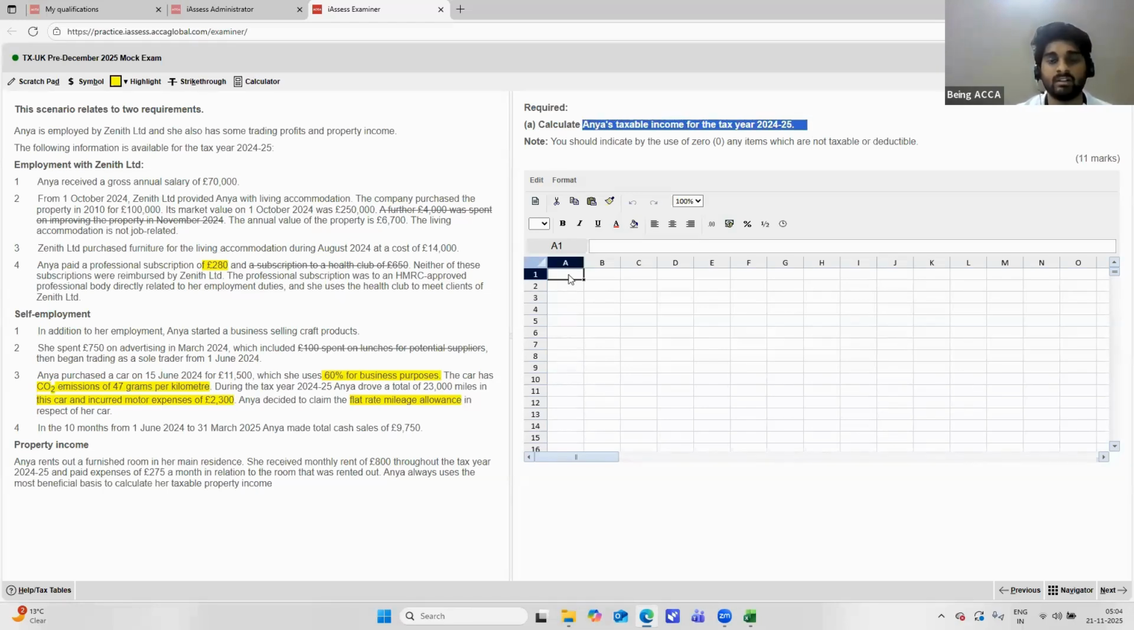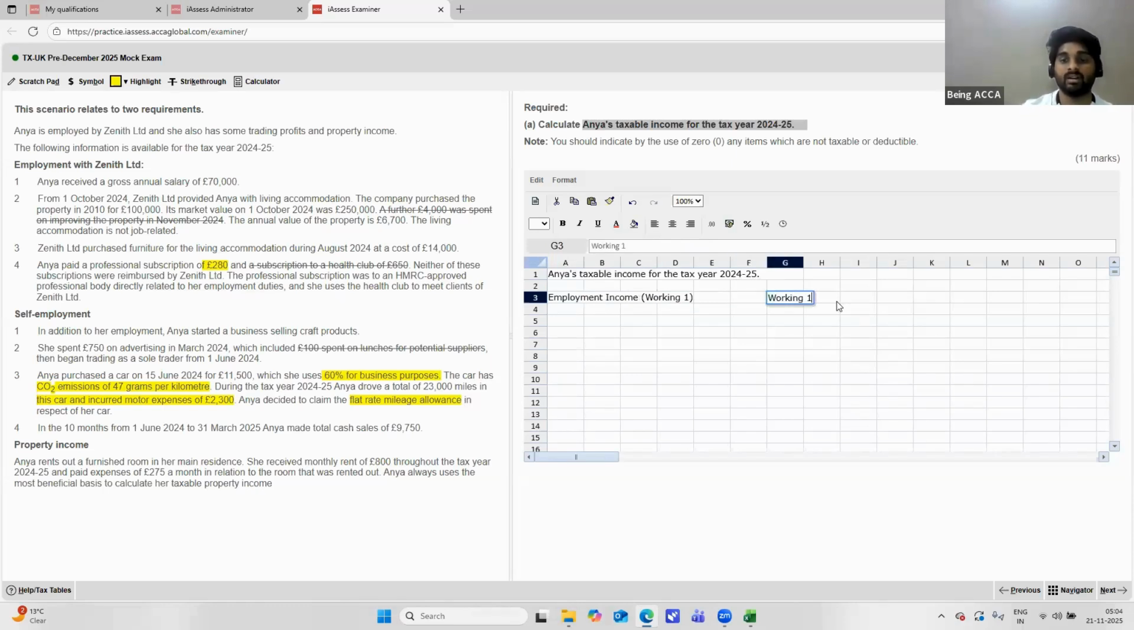So this is our question requirement. Let's quickly paste it up here. Now, Anya's taxable income. First would be her employment income. This we can show as a working or we can directly present it here, but I would prefer showing it as a working. So this would be working one, employment income.